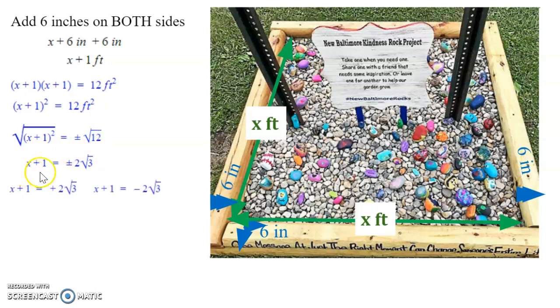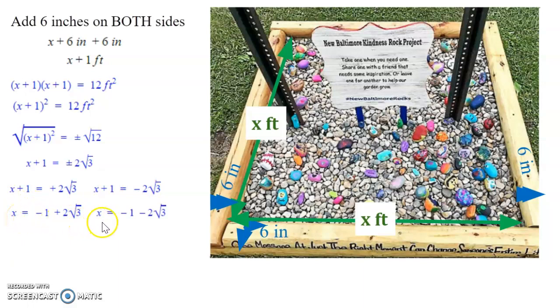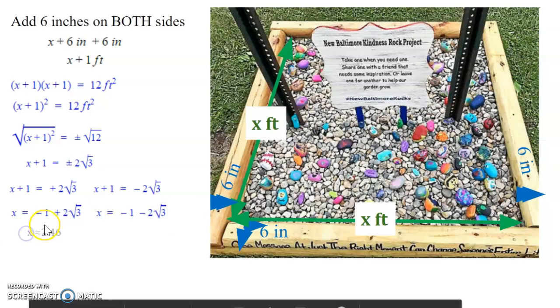From here, I am going to break this up into two separate equations. So x plus 1 is equal to the positive version, and x plus 1 is equal to the negative version of 2 root 3. Then bring 1 to the other side. So x is negative 1 plus 2 root 3. The other solution is x is negative 1 minus 2 root 3. And if I use my calculator, the first is going to be about 2.46. This is going to be negative 4.46 because, yeah, they are both negative.